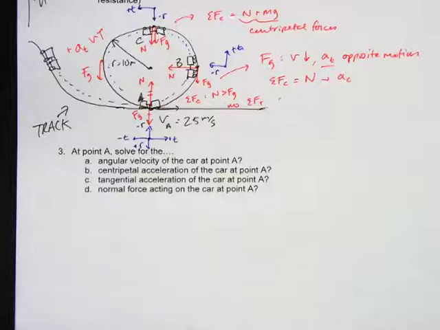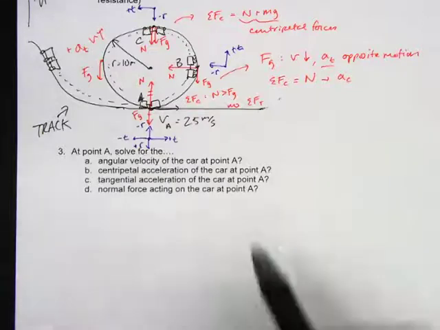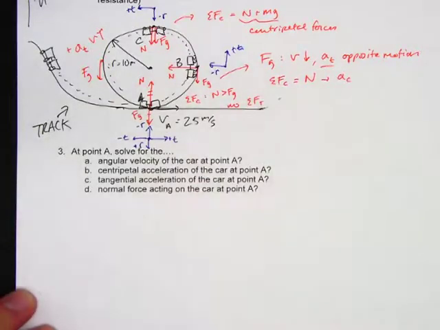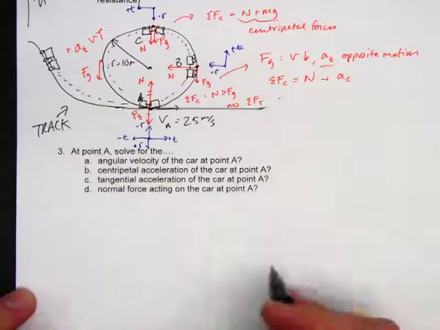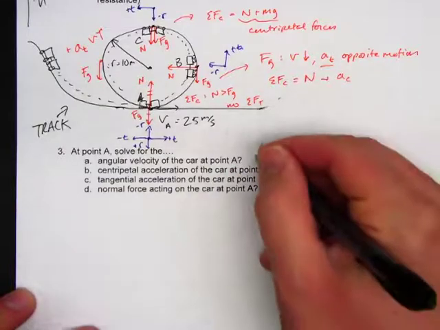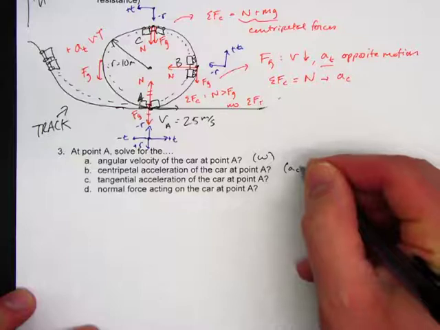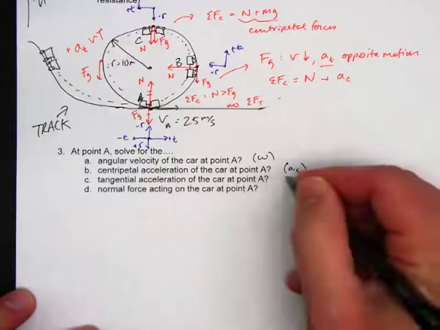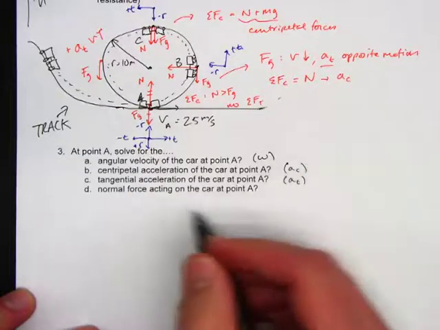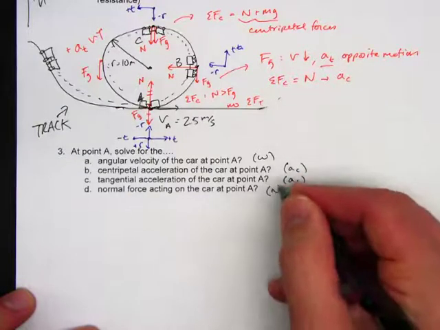Okay, now let's quantify some of the things we can solve for and analyze on an object in vertical circular motion. So let's find, for point A, which is the lowest point, the beginning of the vertical loop, the angular velocity, this is my omega. We want to find the centripetal acceleration, a sub c, the tangential acceleration, a sub t, and then the normal force acting on the cart at point A.